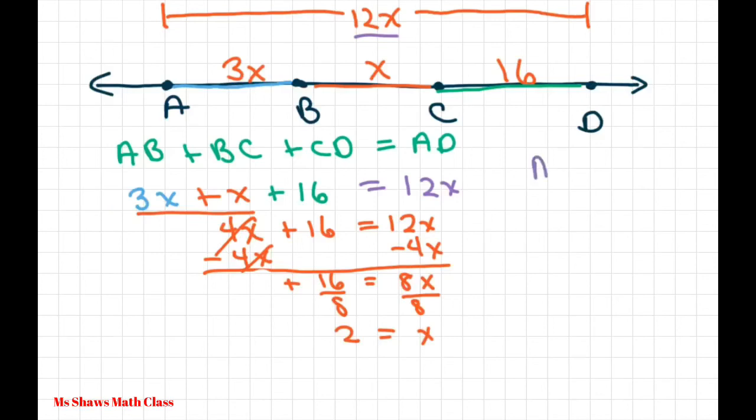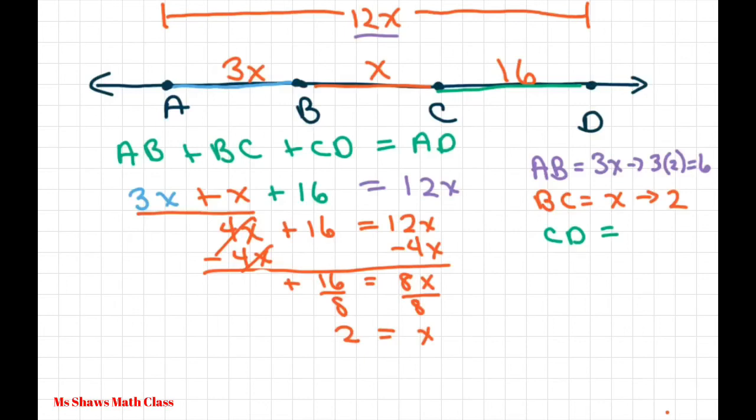So we know AB equals 3x. So substitute our x for 2, replace it. So 3 times 2 equals 6. All right. BC equals x. Well, our x happens to be 2. All right. CD was already given, and that equals 16. And our AD equals 12x. Our x happens to be 2, so that's 24.